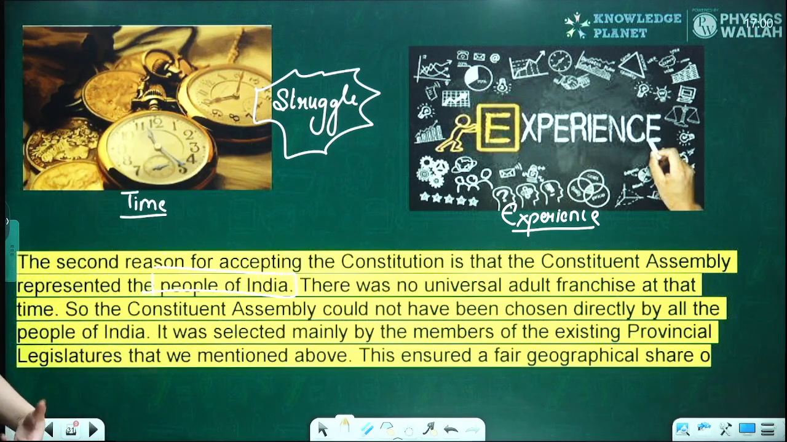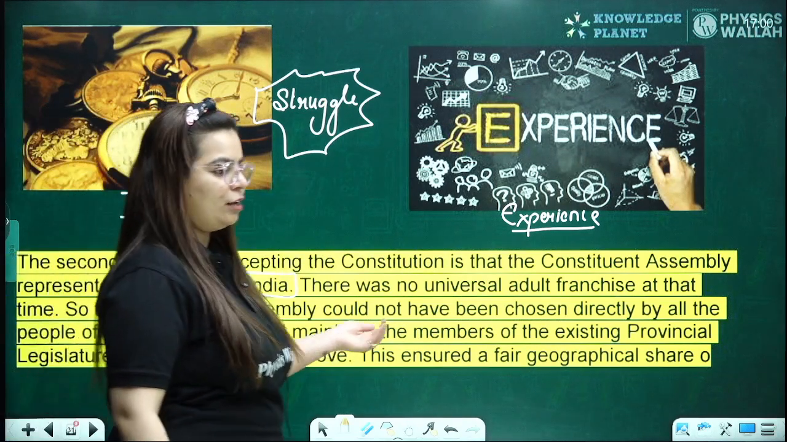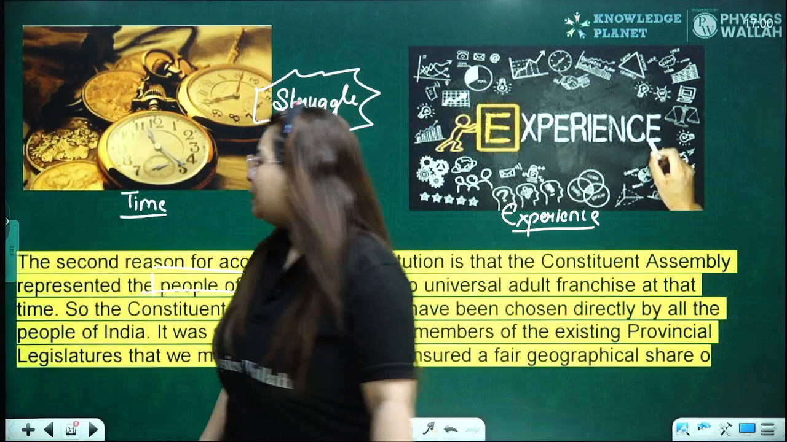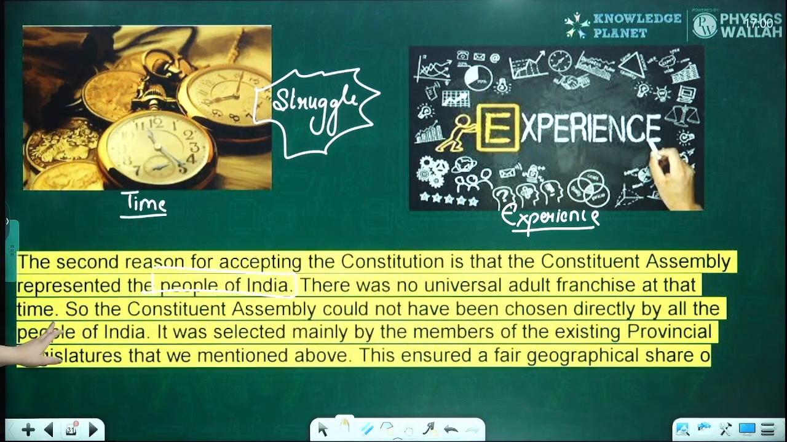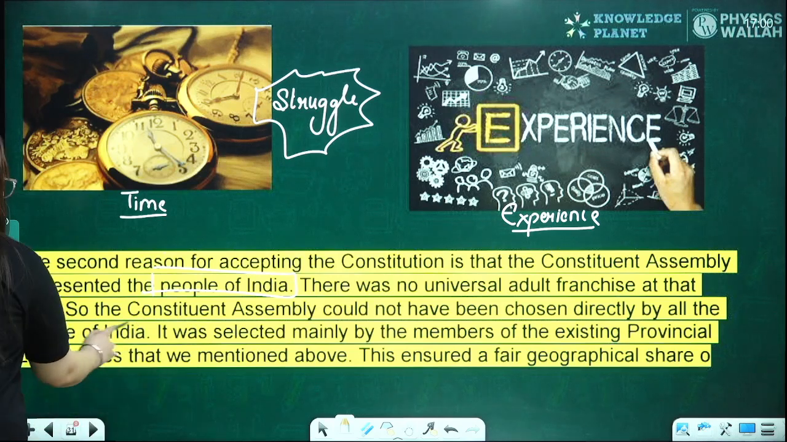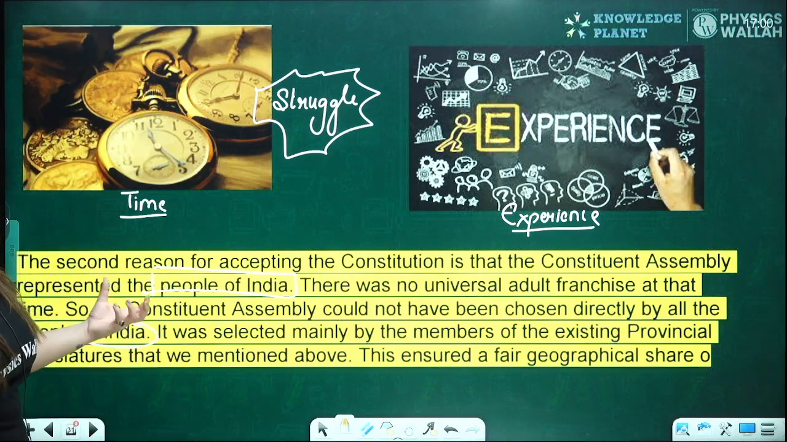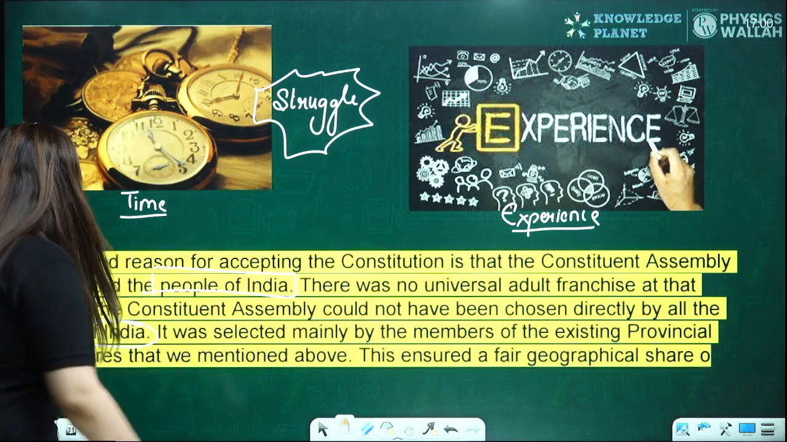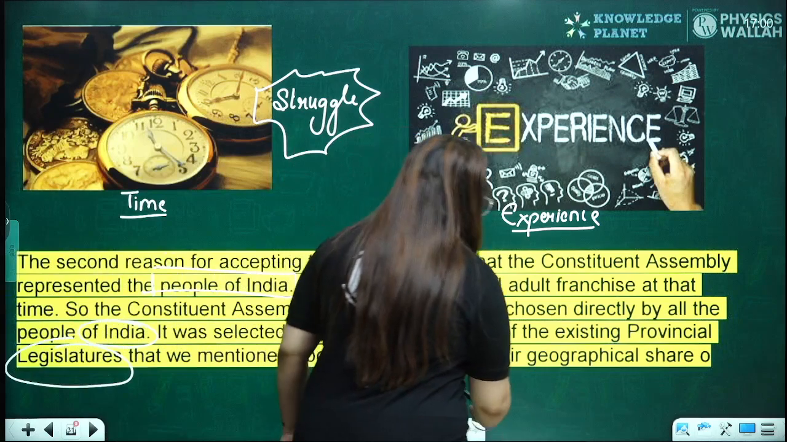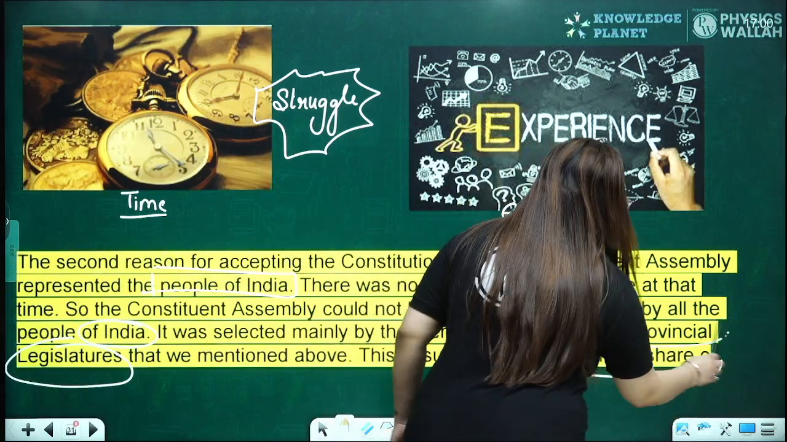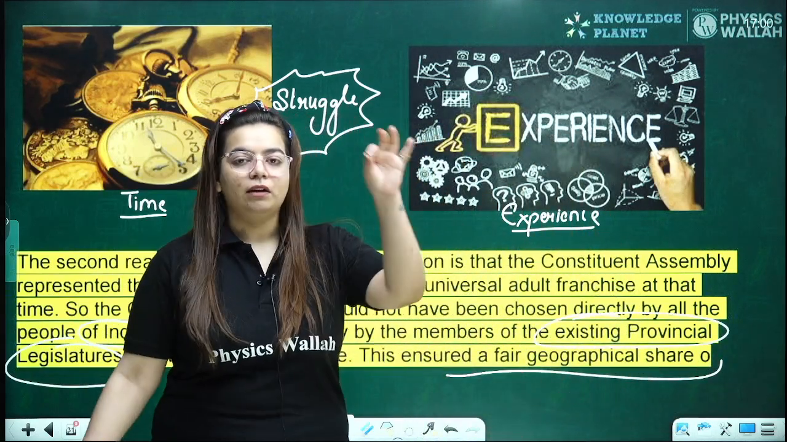Right? That will not repeat. The things which have happened in history definitely will not repeat. In that case, there was no universal adult franchise at that time. So the Constituent Assembly could not have been chosen directly by the people of India. It was selected mainly by the members of existing provincial legislatures that we mentioned above. This ensured a fair geographical share, which means there was no direct voting for that.